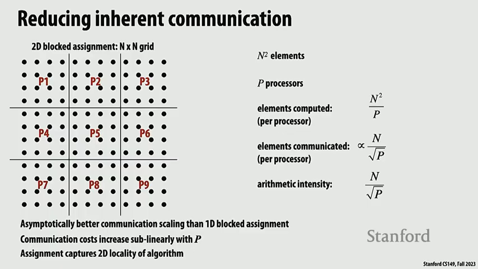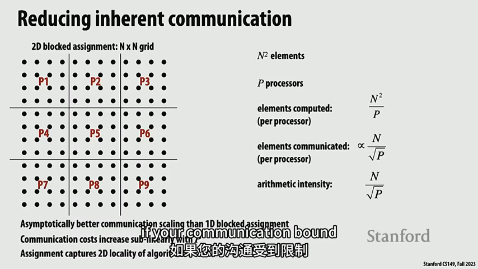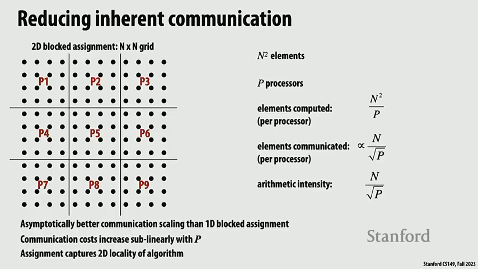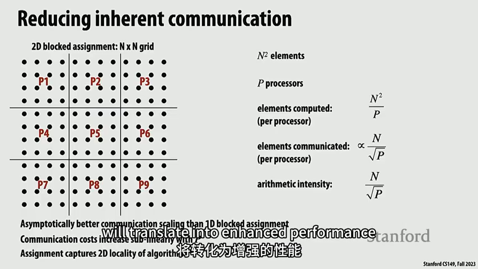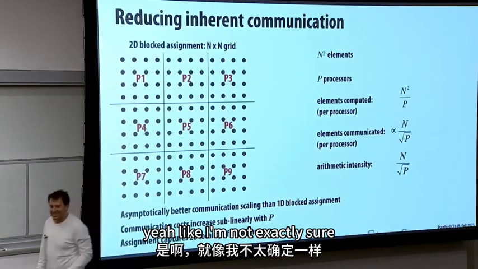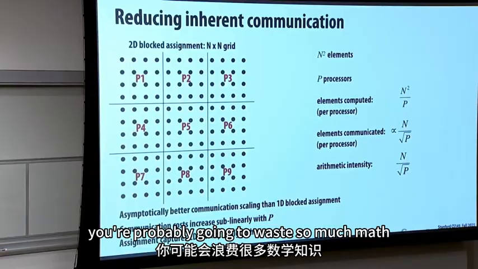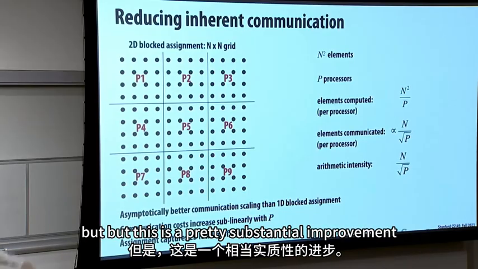Isn't the shape of the minimum ratio of area to perimeter, isn't that a circle? Well, I mean, you could, but go for it, yeah. It would be a question of the complexity to add that circle, but it's going to be up to you. If you are bandwidth bound, if you're communication bound, anything you do to increase arithmetic intensity will translate into enhanced performance. Now, you want to cut this up into circles. What are you going to do with the regions inside? I'm not exactly sure. You're probably going to waste so much math at that point to figure out what you're doing that it may not be faster. But this is a pretty substantial improvement.